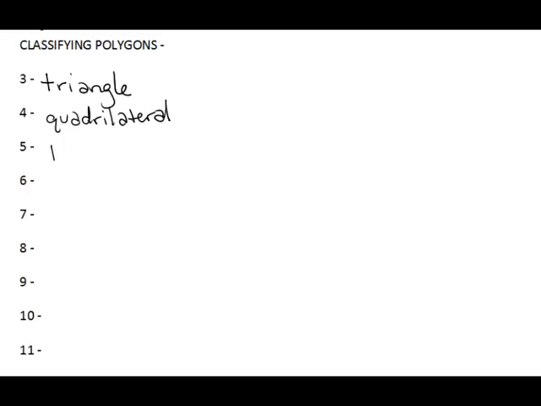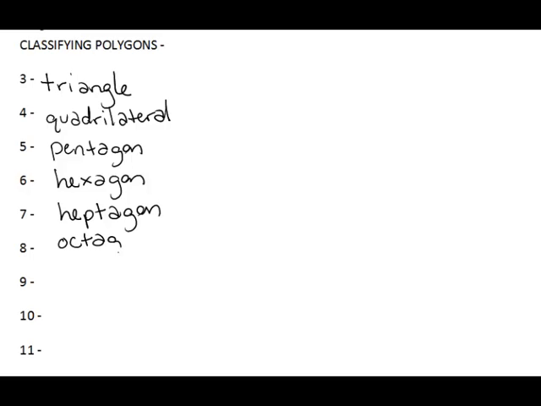Five sides is a pentagon. 6 sides is a hexagon. 7 sides is a heptagon. 8 sides is an octagon. 9 sides is a nonagon. 10 sides is a decagon.